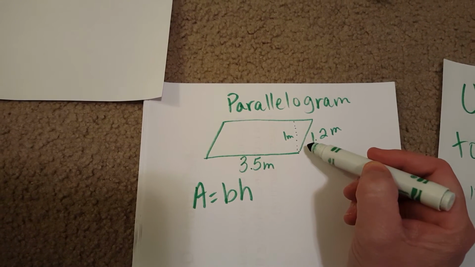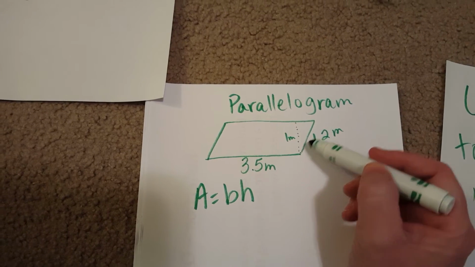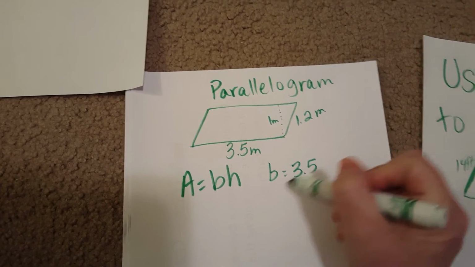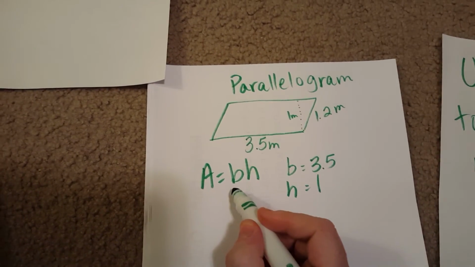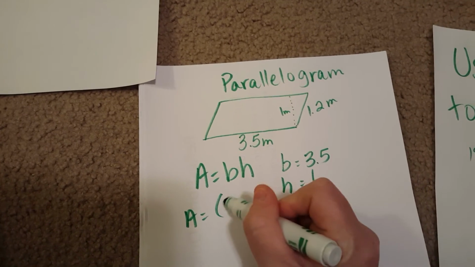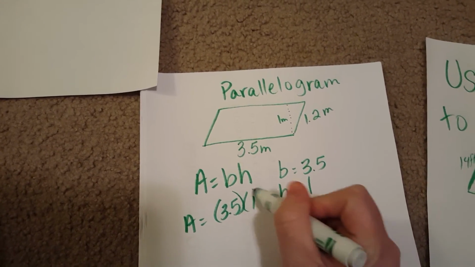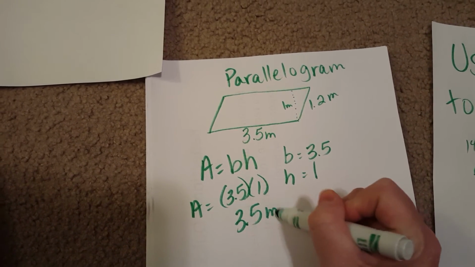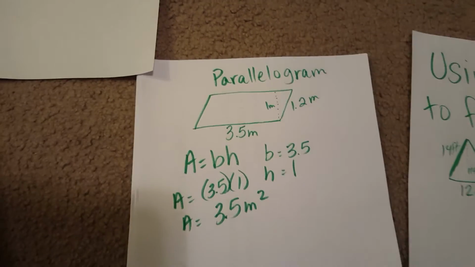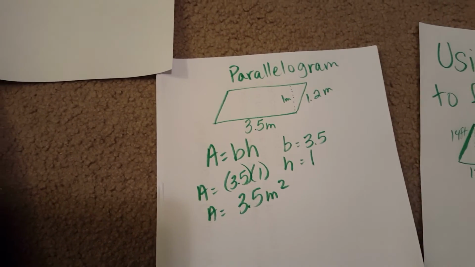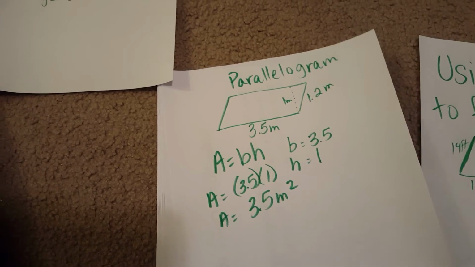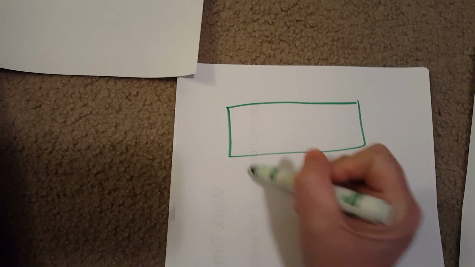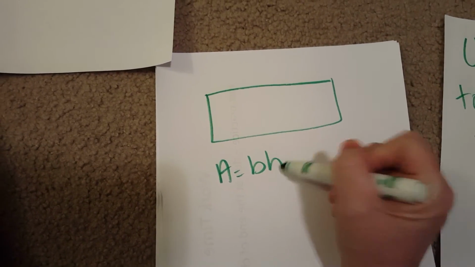Okay, remember me showing how I measure myself? I'm never leaning, right? So my base is 3.5 and my height is 1, and we just substitute those numbers in. So area equals 3.5 times 1. Well, 3.5 times 1 is just 3.5, but that would be meters squared. Always remember your units. Okay, that was a parallelogram and a triangle, and we've also done just rectangles, which is the same thing as a parallelogram. Just area equals base times height.